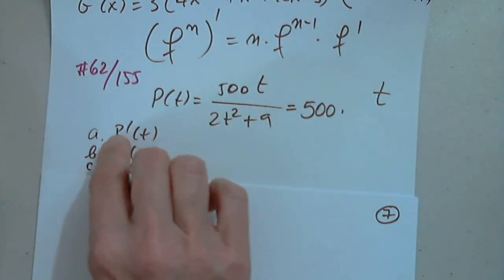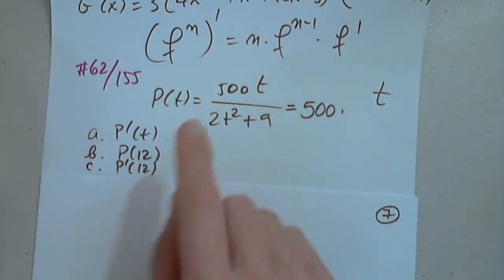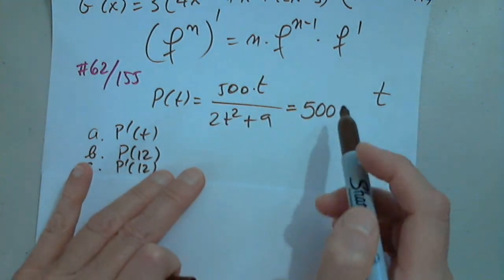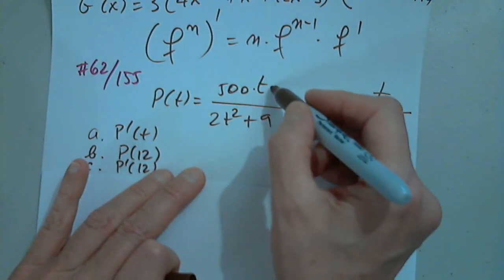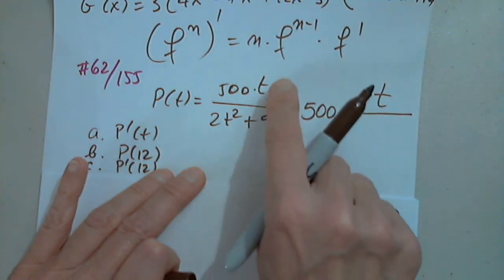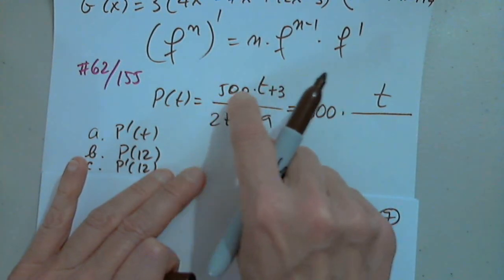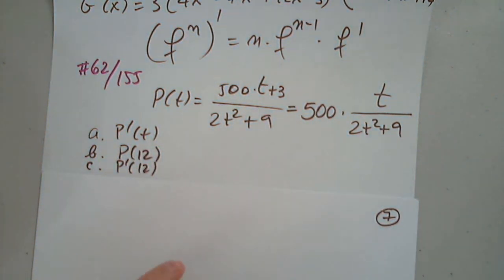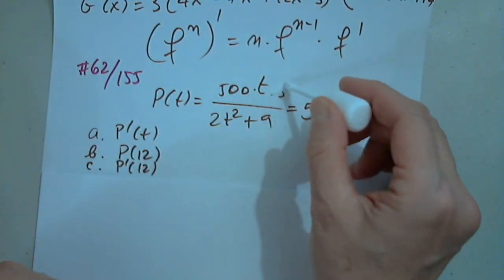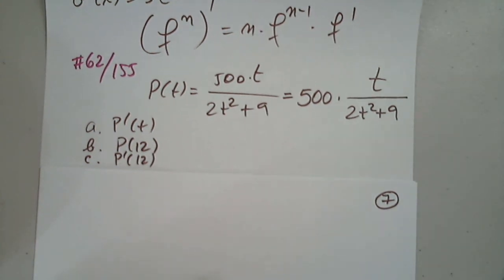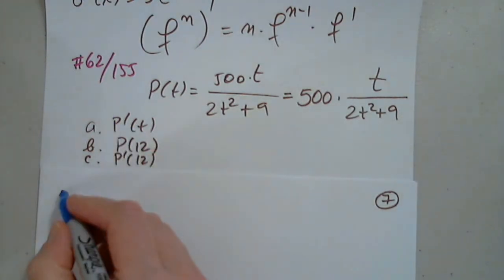So first, because I need to determine P prime of t, and I see that this is a constant times t, I want the constant outside. It can patiently wait. If I had here plus 3, I could not have done this. But I don't. So it's just a constant times t, so I can leave it alone, and then 2t squared plus 9. Why do I do that? Because I want it to be as simple as possible. I don't want that 500 to be carried all over the place. It can patiently wait.